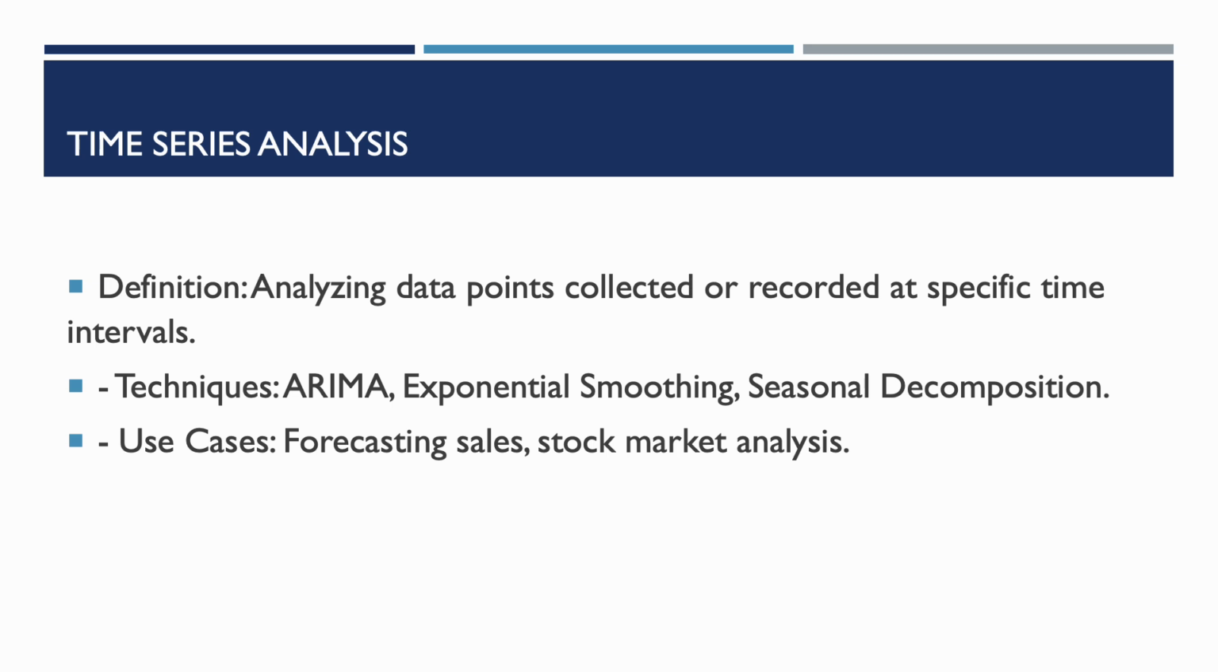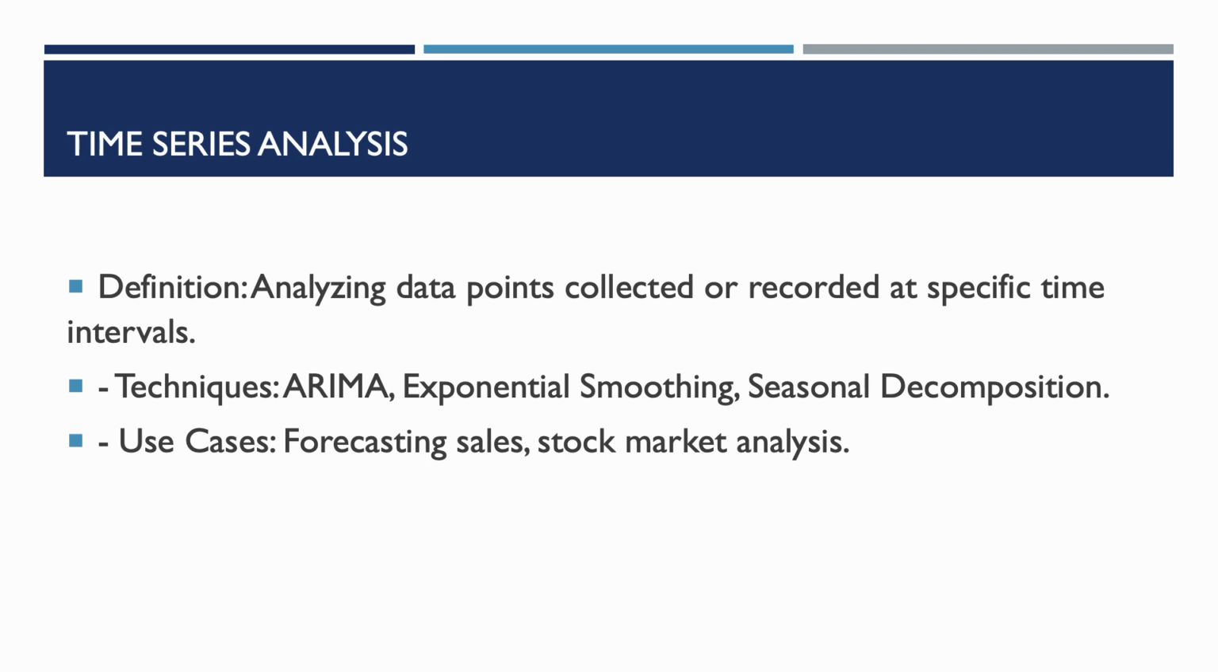So we will see some techniques here. First is ARIMA, which means auto-regressive integrated moving average. This is a popular forecasting technique used for analyzing time series data. ARIMA combines auto-regressive and moving average components to predict future data points.